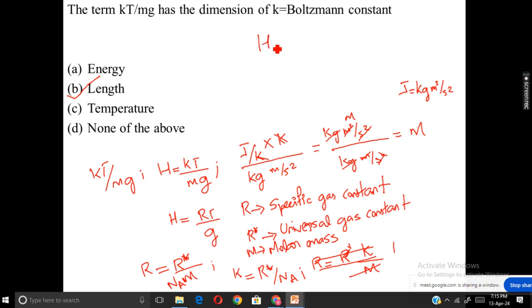The scale height H in terms of R can be written as RT by g, and in case of the Boltzmann constant k, H can be written as kT by mg, where R is equal to k by m.